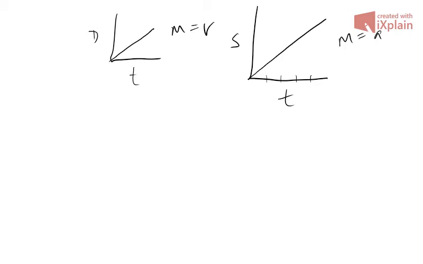So in this case, we have a situation where it's a straight line up, which tells you that you have constant acceleration. The acceleration is not changing because the slope of that line is not changing.